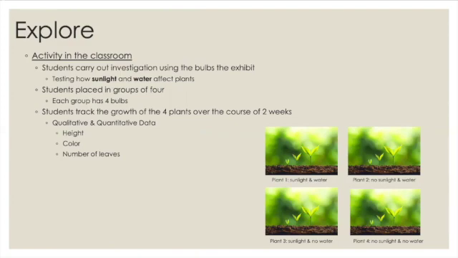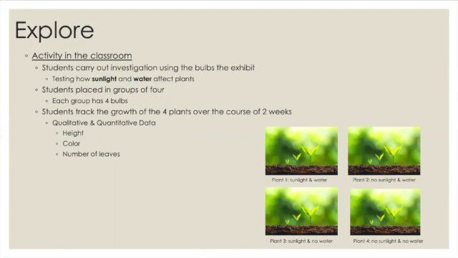Now, there would be different conditions for each plant, and as you can see in the bottom right-hand side of the screen, each plant is going to receive a different amount of sunlight and water. Those are going to be the variables for the investigation. So for example, plant 1 will receive both sunlight and water. Plant 2 will receive no sunlight, but plenty of water. Plant 3 will receive sunlight, but no water. And plant 4 will receive neither sunlight or water.